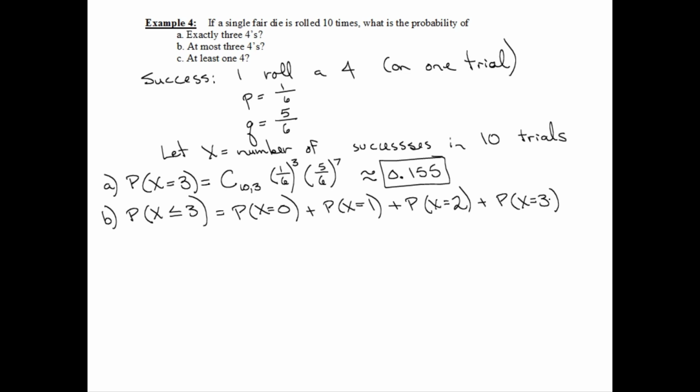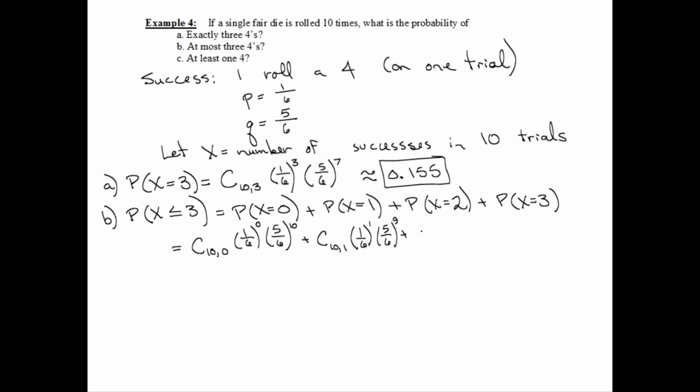For each of these, we're going to have a separate formula. So here we're going to have combination 10, 0. We're going to have 10 trials. We're going to choose 0 to be successful. Then we're going to have 1/6 raised to the number of successes, which is 0. And then 5/6 raised to the number of failures, which would be 10, right? Now we do combination 10, 1. 1/6 to the number of successes, so 1. 5/6 to the number of failures. If we have 1 success, that means we're going to have 9 failures.